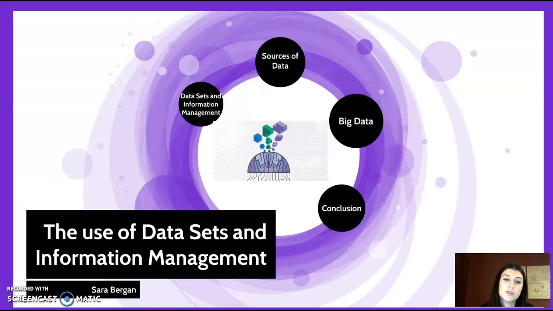I am here to talk about the use of data sets and informational management. I am the assistant nurse manager in the operating room at Highland Hospital in Rochester, New York, and I am excited to talk to you about this topic today. So let's start with what exactly are data sets and information management?